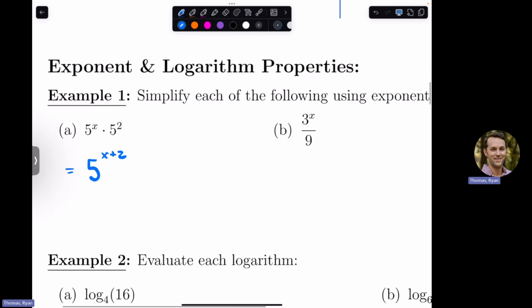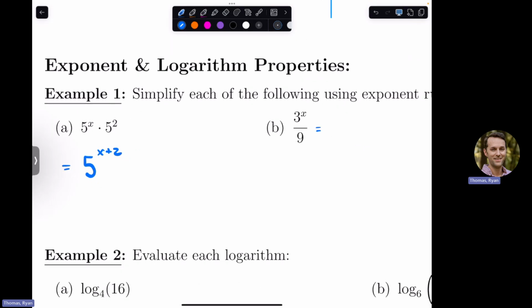What about 3 to the x divided by 9? Well, if we're going to do the same kind of thing and rewrite it as a like base, then I need to start with 9, which is 3 squared, which will make this 3 to the x minus 2.